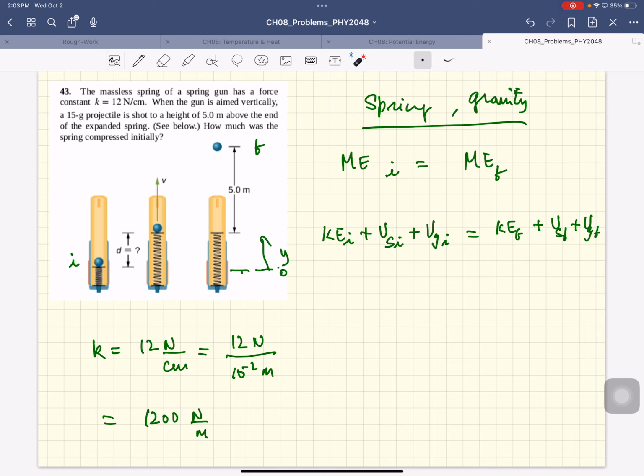Okay. All right, at the initial and final point, the ball was at rest. When it gets to the very top, it's at rest. So these two kinetic energies are 0. We've taken this to be the reference level. At the initial point, the gravitational potential energy is 0. In the final configuration, the spring is fully extended. It's in its equilibrium position. It's neither compressed nor stretched. So this is 0.